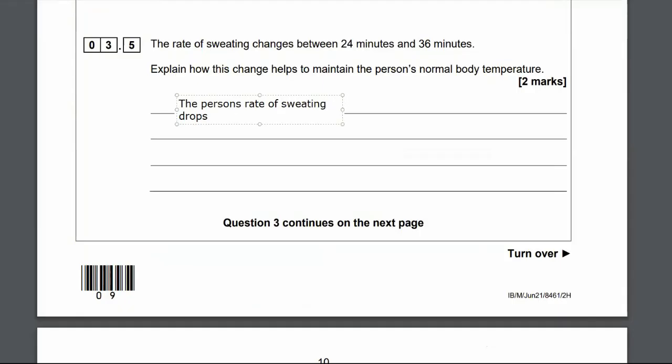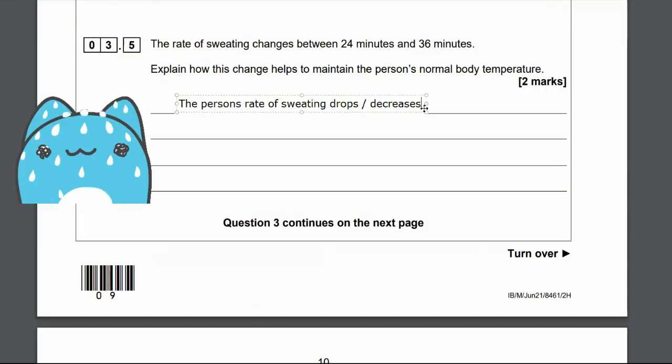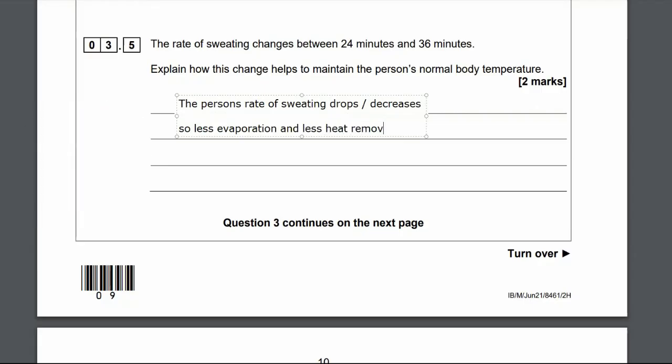Well, if you're not sweating as much, that means there will be less evaporation. The evaporation of sweat decreases your body temp. So if you're not sweating as much, which they're not, that will get you 1 mark, which means less evaporation. That will get you the second mark. And of course, less evaporation means less heat removed from the body, which helps increase your body temperature back towards the normal.